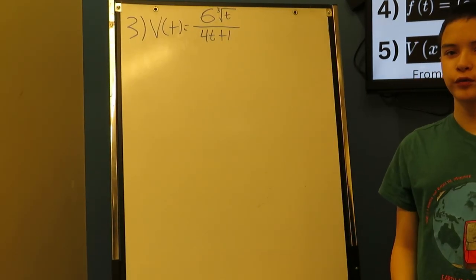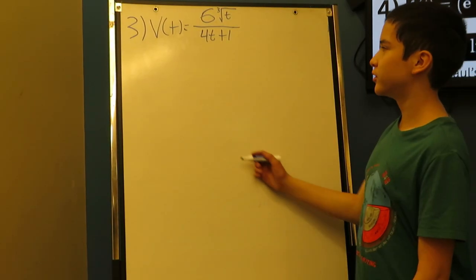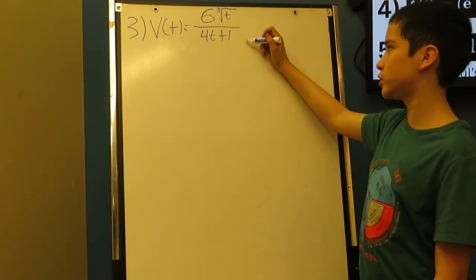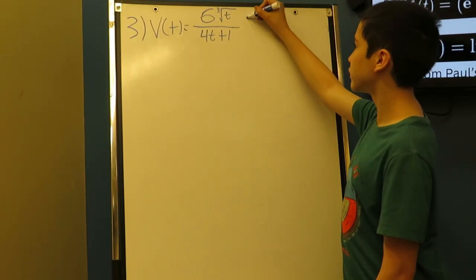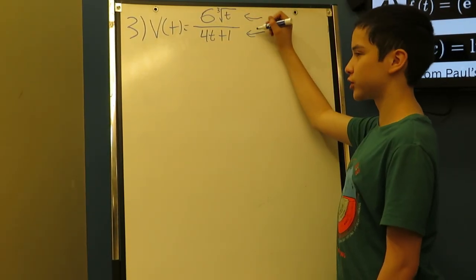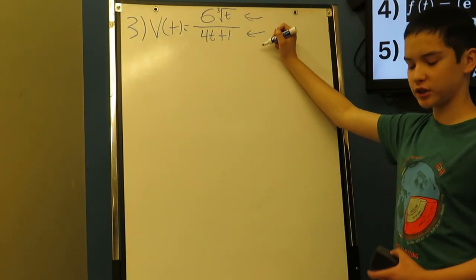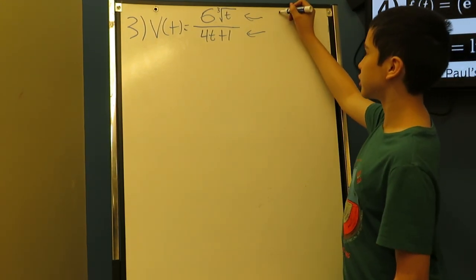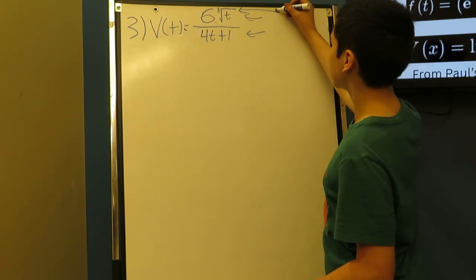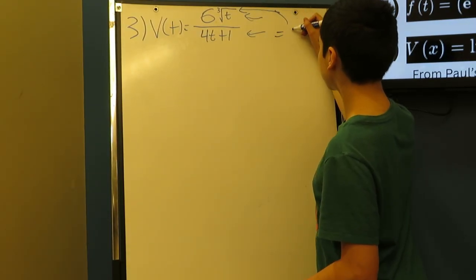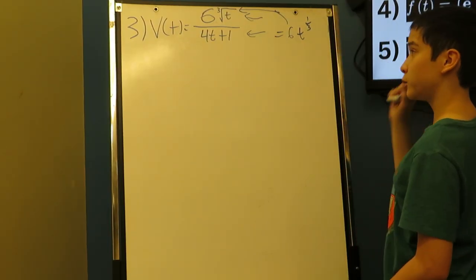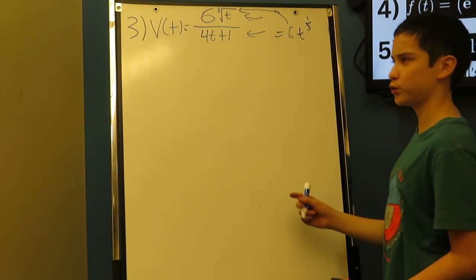Okay, now let's go through the third question. We're given d of t equals 6 times the cube root of t over 4t plus 1. Now we also see we have a fraction with a function in the top and a function in the bottom. This should tell us that we need the quotient rule. Let's re-express the top term here. This equals 6 times t to the 1/3 power. Now we can use the quotient rule with the power rule.